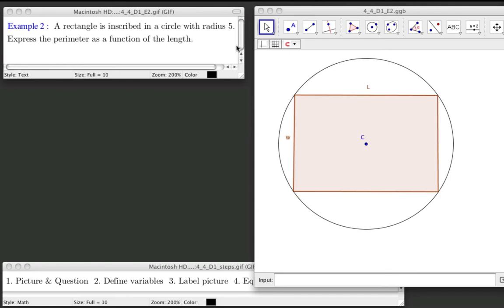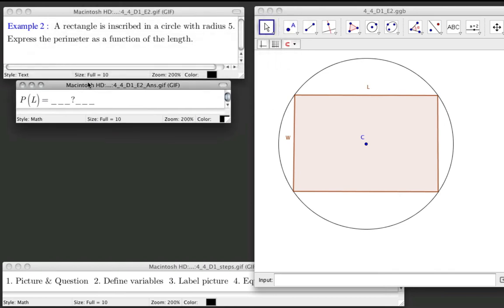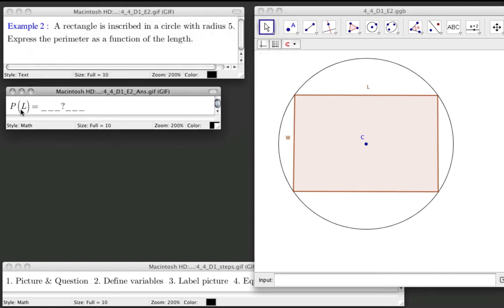Now the trick is to use the radius of 5. I'm going to set up my question. Perimeter as a function of length. I've got length up here. I need to write the perimeter all the way around.